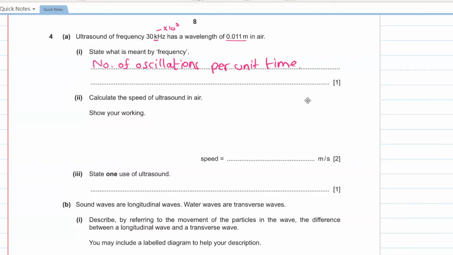Calculate the speed of ultrasound in air. You have to calculate the speed of sound in air. V equals f lambda, put it in. F is what? 30,000, that is 30 into 10 to the power of 3, into lambda, that is 0.011. What will the velocity come out to be? Yes, any geniuses? The velocity comes out to be 330 m s minus 1.